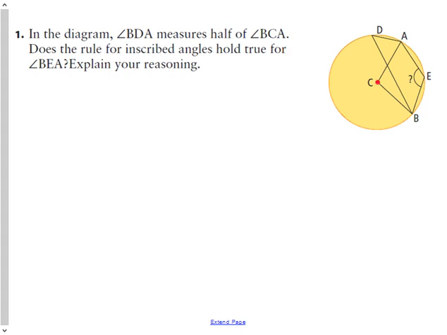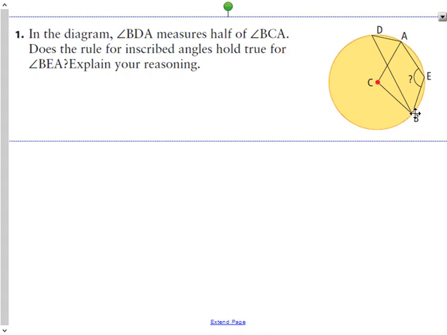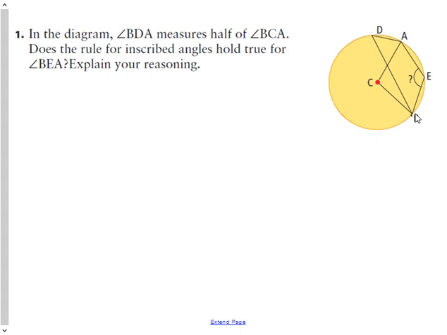So in the first question, we have in the diagram angle BDA. Start with the B, go to your D, and go to your A. This angle right here is angle BDA. It measures half of angle BCA, which is right here.